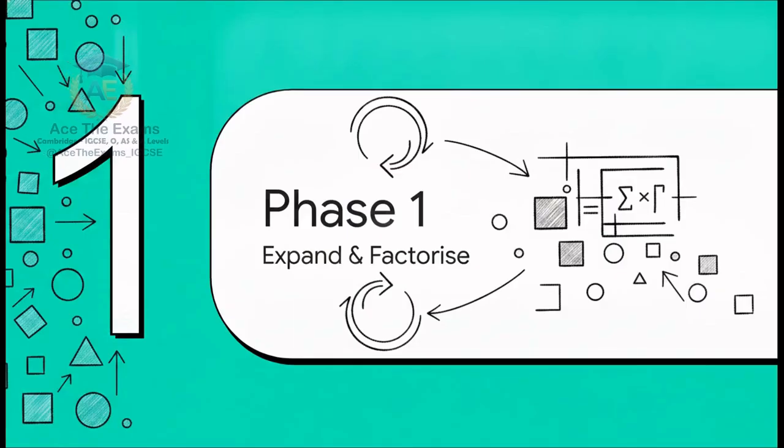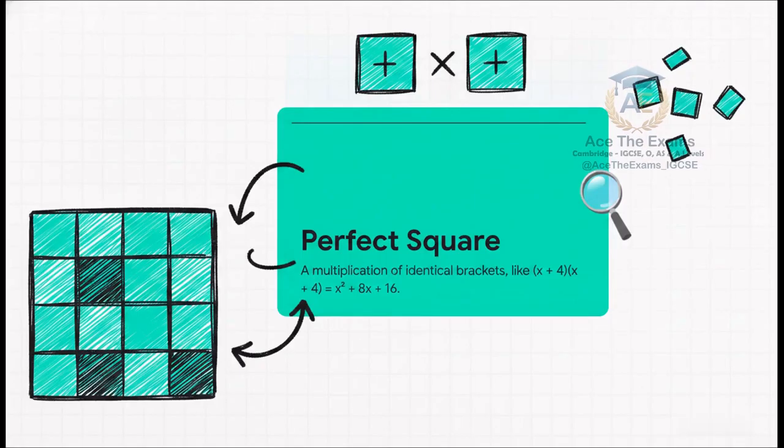All right, Phase 1, building and deconstructing. Let's talk about expansion and factorization. I want you to think of expansion and factorization as literally two sides of the exact same coin. When we expand something, we are basically building a mathematical structure outwards. Take the perfect square, for example. This happens when you multiply two identical brackets together.